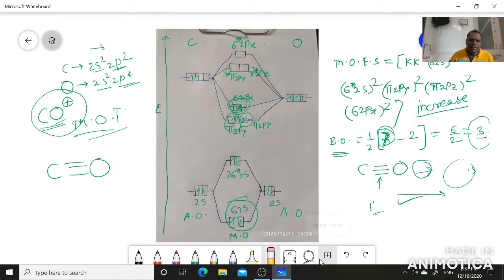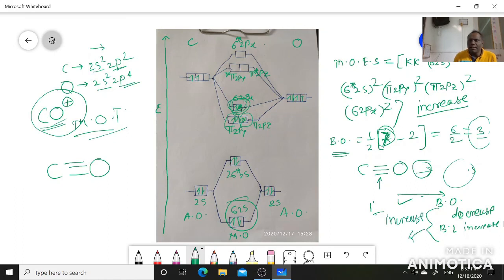So in the practical case, the bond order should decrease and the bond length should increase. But the reverse thing happens in practice. For this molecule, the bond order increases and the bond length decreases. By calculation it decreases, but in the actual case the bond order increases and the bond length decreases.